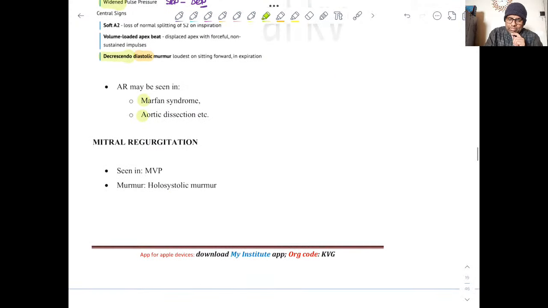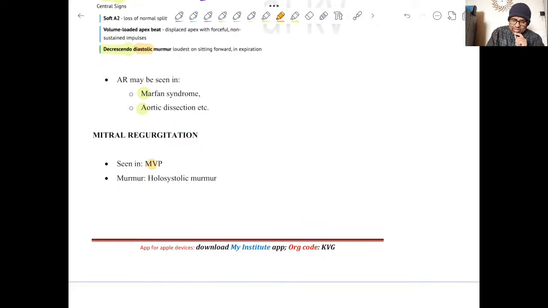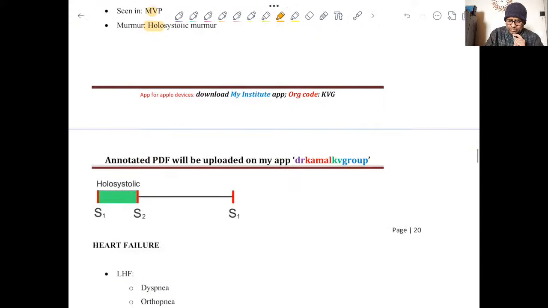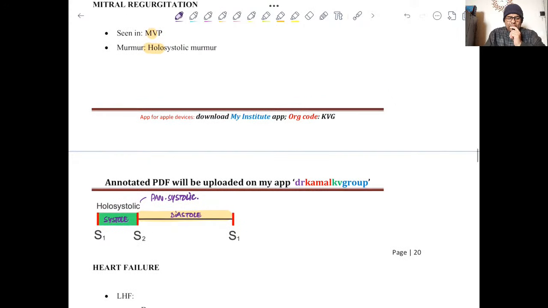Then moving forward to mitral regurgitation, which can be seen in mitral valve prolapse, and we see a holosystolic murmur. When we say holosystolic, because we know this one is all diastole and this one is systole. So we can see the murmur is extending throughout the systole. So it is known as holosystolic or pansystolic murmur. Clear? So this is mitral regurgitation.